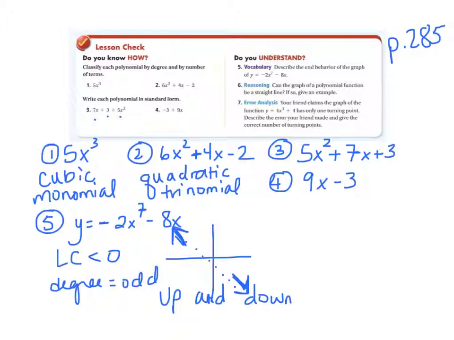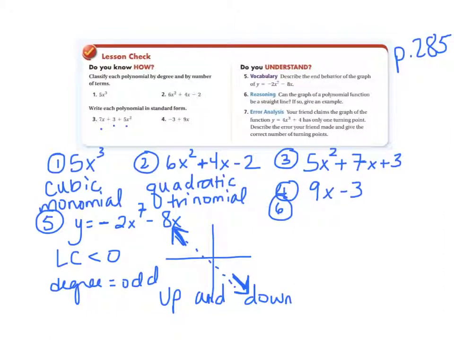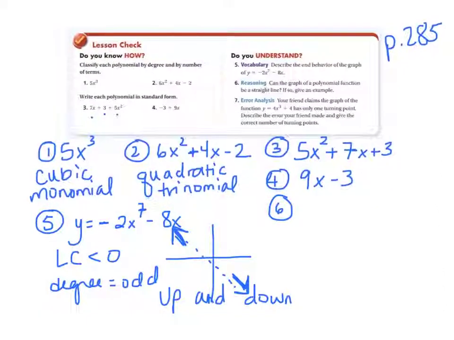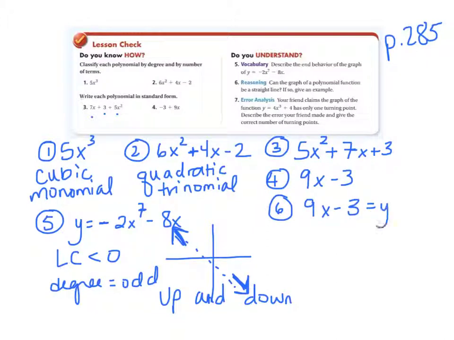Okay? 6. Can the graph of a polynomial function be a straight line? If so, give an example. Well, sure. Take number 4, for example, and tack on a y. Make it 9x minus 3 equals y. This is a polynomial because it's a linear binomial.